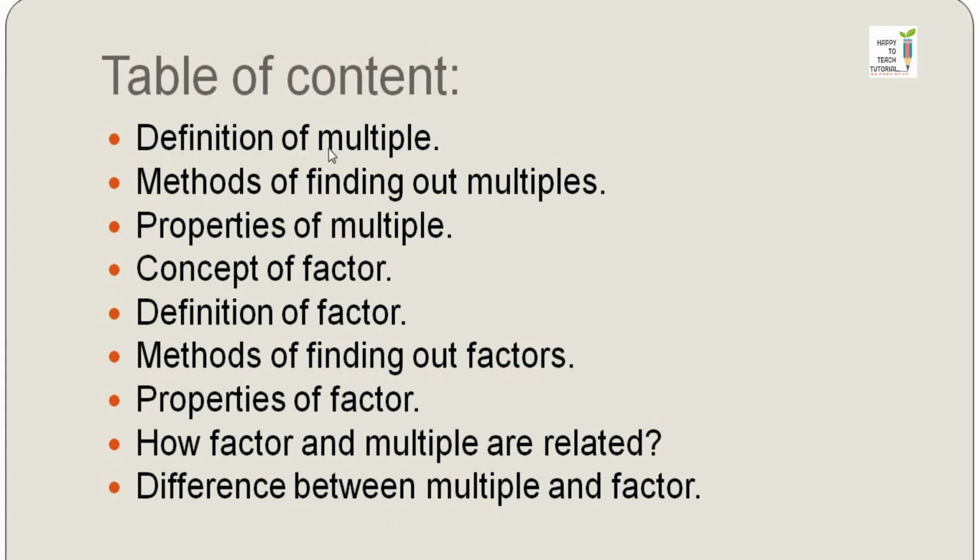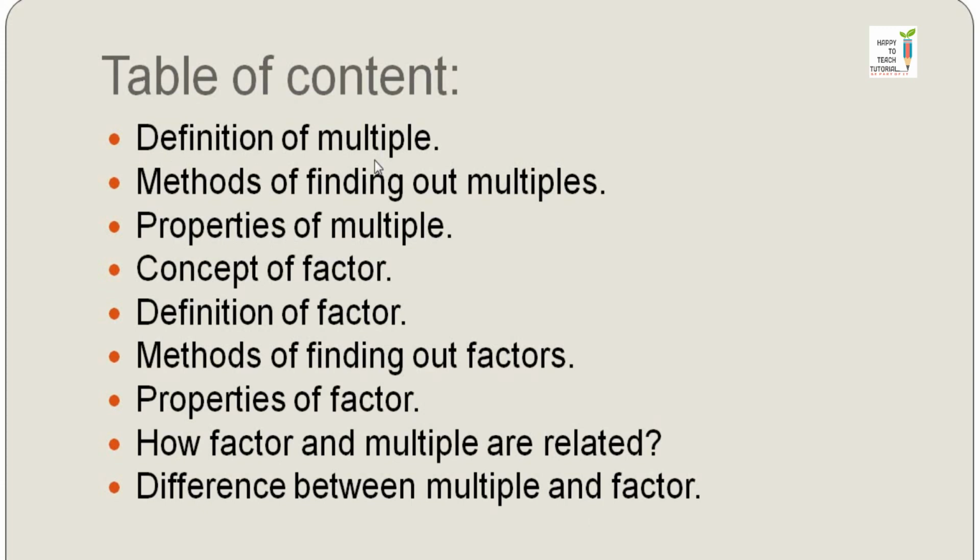The first one is the definition of multiple. The second one is the methods of finding out the multiples, and properties of multiple. Then we are going to learn about factor, the definition of factor, and the methods of finding out factors. Then we will see properties of factor. Then how factor and multiple are related. And finally we will see the difference between multiple and factor.